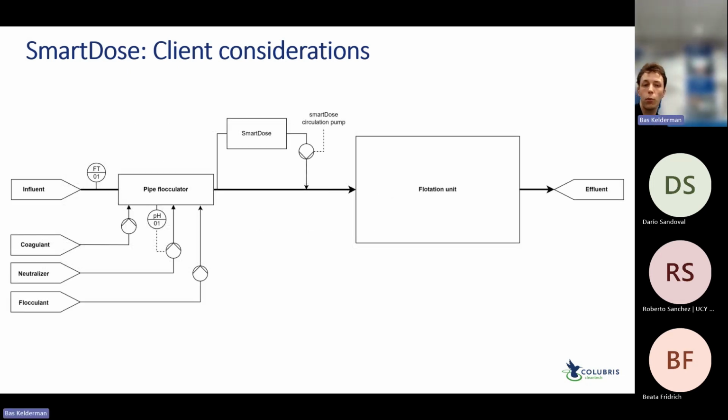So the ideal case looks more or less like this, where we have an influent flow transmitter, a pipe flocculator with coagulant, pH control, and flocculant dosage. And we siphon off a separate stream for the SmartDose. We figure out what to do with the dosage. And finally, the whole thing goes to a flotation unit. And hopefully we get some very clear water at the end.